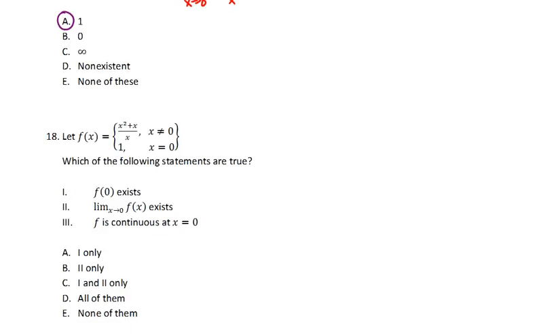In problem 18, we have f of x is (x squared plus x) over x when x is not equal to 0, and y equals 1 when x is equal to 0. And this is another factor and cancel problem. We would have (x squared plus x) over x is equal to x times the quantity (x plus 1) over x. Those x's would cancel, and you would get that (x squared plus x) over x is identical to the function x plus 1 in every way, except when x is equal to 0.